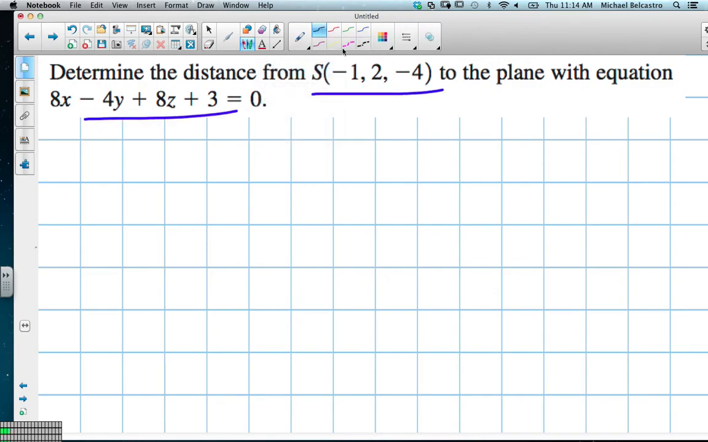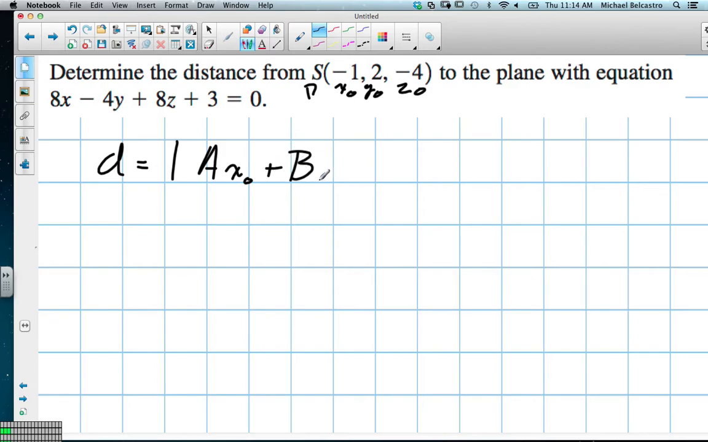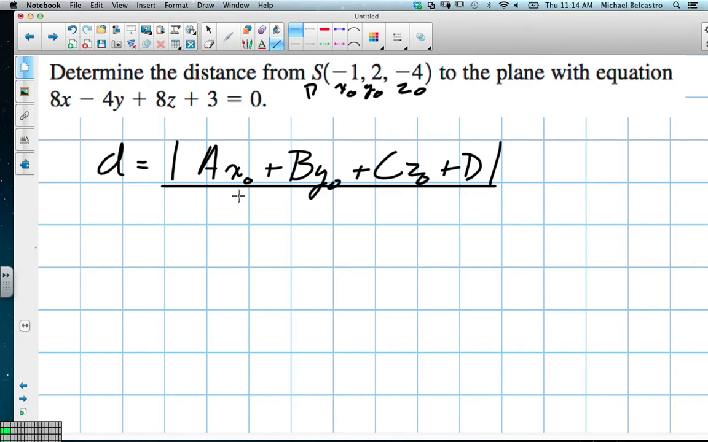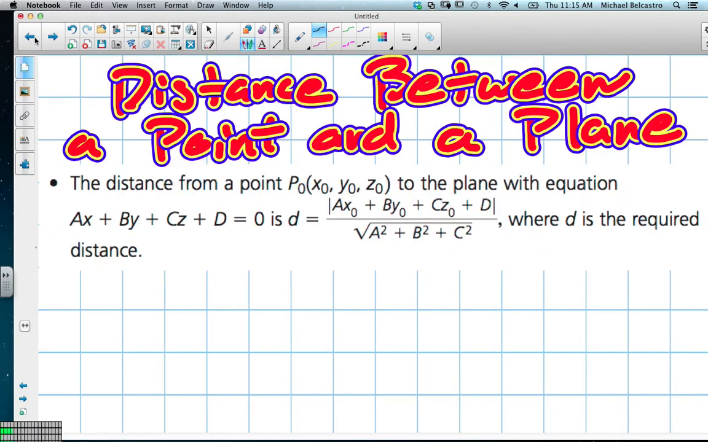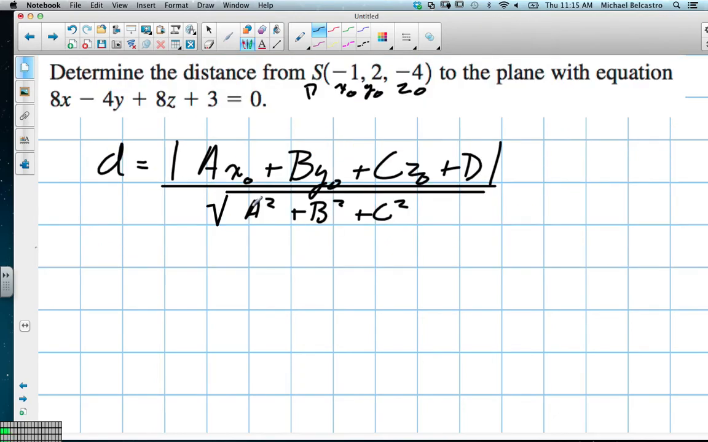So they've given us everything in the actual forms that we need them. This will be our point. Remember, our distance is equal to the magnitude of A times x naught plus B times y naught plus C times z naught plus D, all over the square root of A squared plus B squared plus C squared. Make sure I didn't write that down wrong. Yeah, okay. So we have our formula.